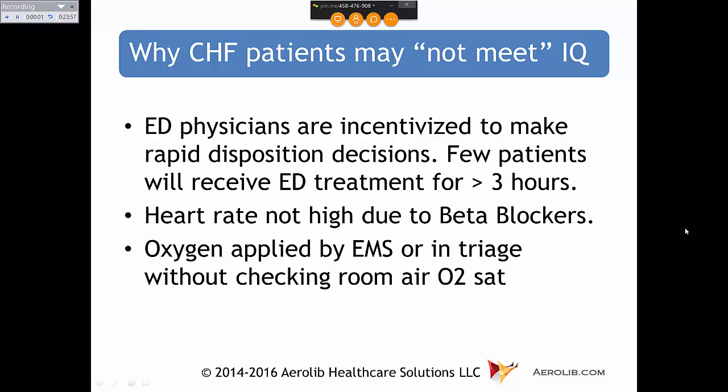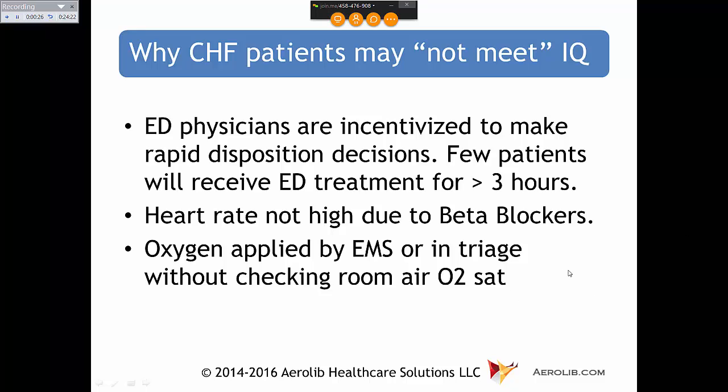So why is it that CHF patients are told it does not meet Interqual? ER physicians are incentivized to make rapid disposition decisions. That's the function of the emergency room. In the ER, the goal is rapid throughput. So as soon as they identify a patient and start the treatment, they want this patient either admitted or handed over to the hospitalist or cardiology teams.